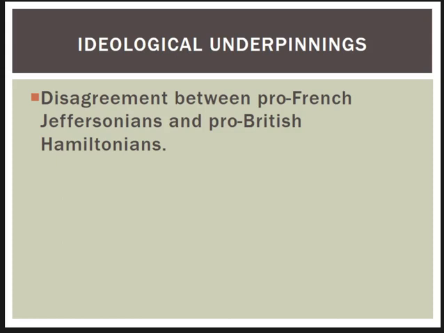The ideological underpinnings. We basically at this point have a disagreement between the pro-French Jeffersonians and the pro-British Hamiltonians. Now, the pro-British Hamiltonians, they're really the Federalist Party. Certainly, Jefferson had this ideological leaning toward the French. The French had helped us win the American Revolution. The French were also, after 1789, going to be going through a revolution of their own that, at least in its early phases, looked very much like our revolution. And so Jefferson tended to lean toward that side.